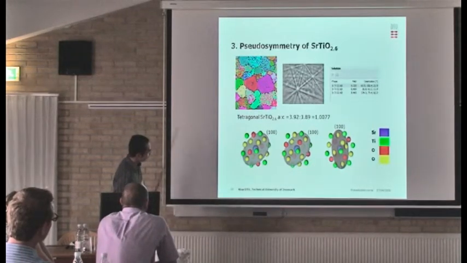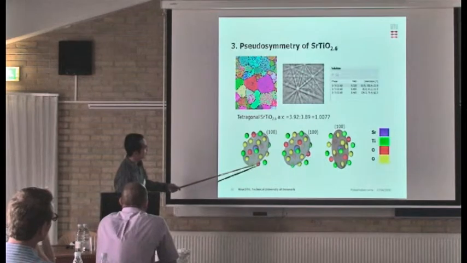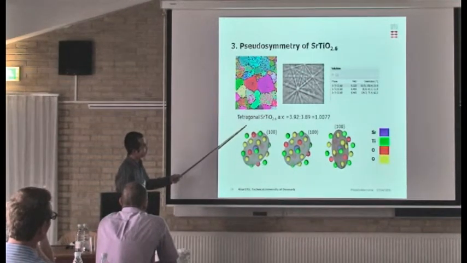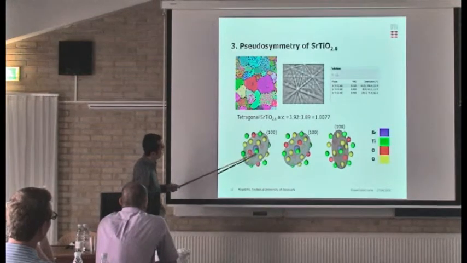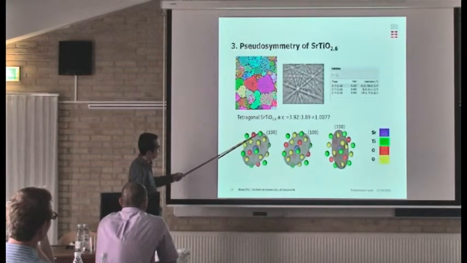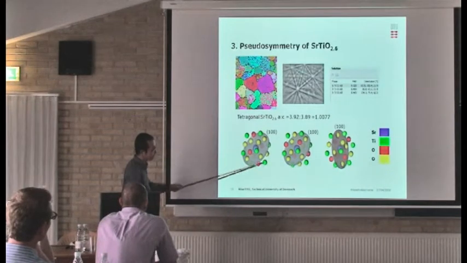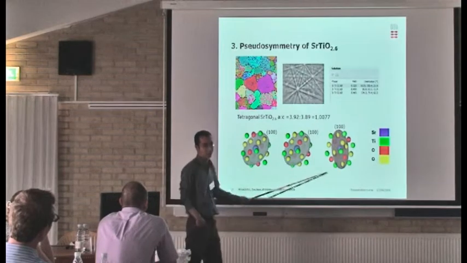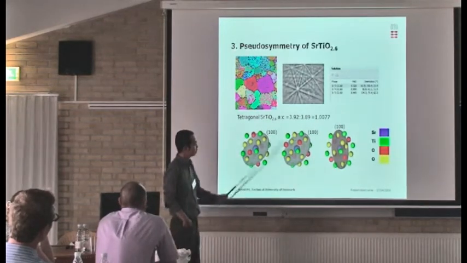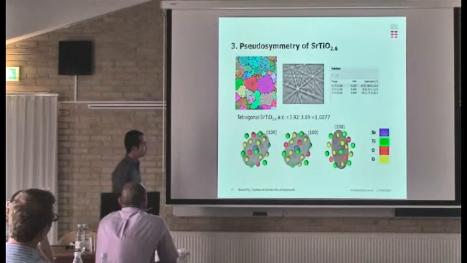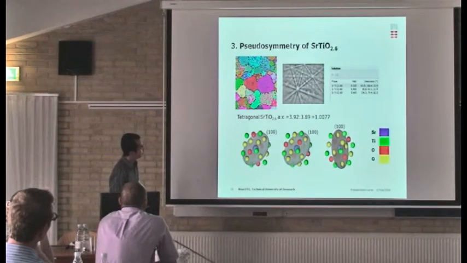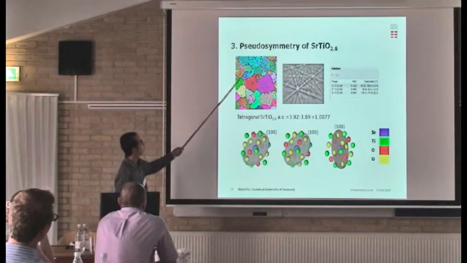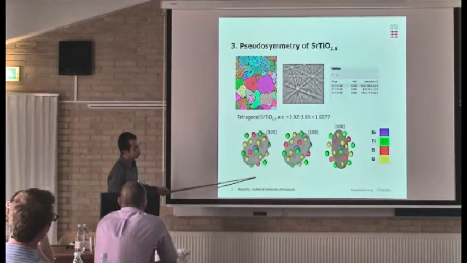So if this is cubic perovskite instead of tetragonal, this means this side equals this side and this side. These three orientations are the same orientation. So for cubic structure, we will not find this problem in cubic structure.